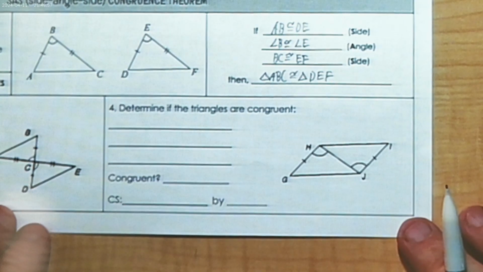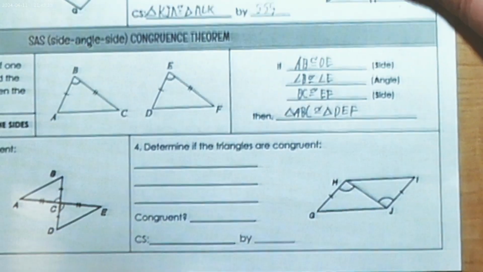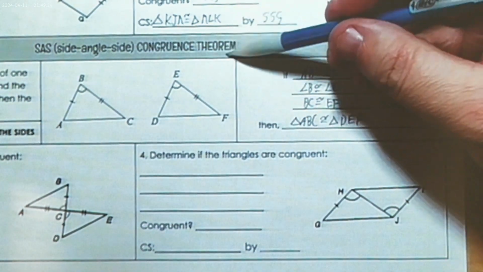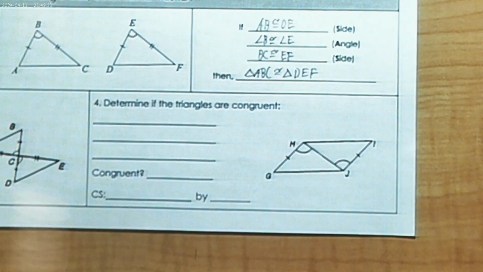I don't know why I went exceptionally slow with that one. Oh, okay, here we go. Determine if the triangles are congruent. Yeah, okay, this is a good one. Actually, I could probably prove that GJ and HI are parallel, but one thing at a time. So we're trying to prove that the triangles are congruent. We're probably going to use the side angle side theorem, because that's the theorem that we're at.